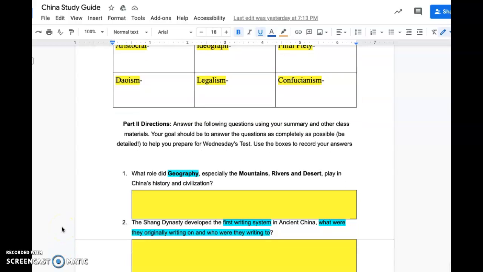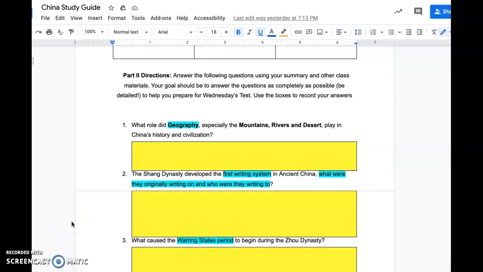Number 1. What role did geography, especially the mountains, rivers, and deserts, play in China's history and civilization? Number 2. The Shang dynasty developed the first writing system in ancient China. What were they originally writing on, and who were they writing to?